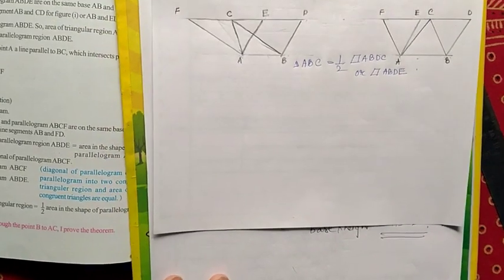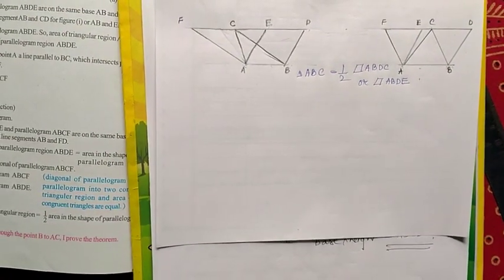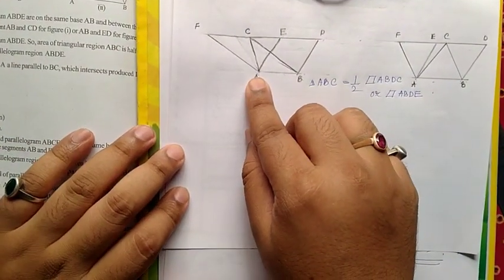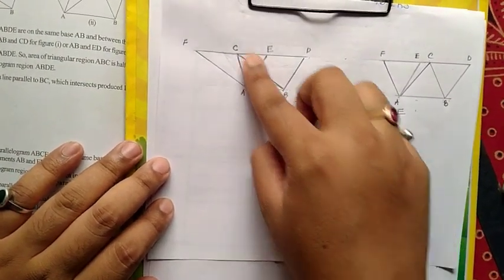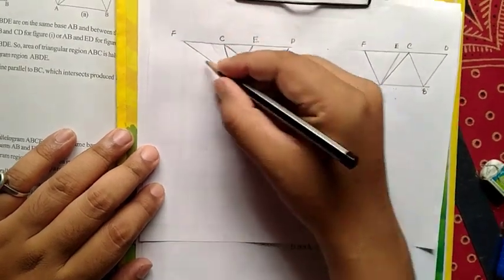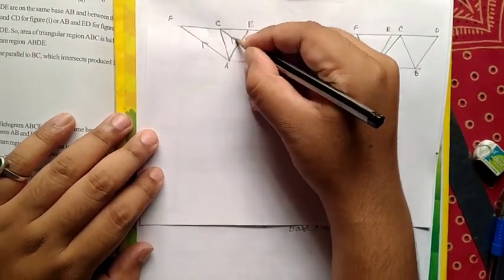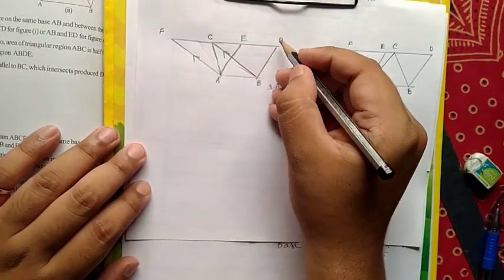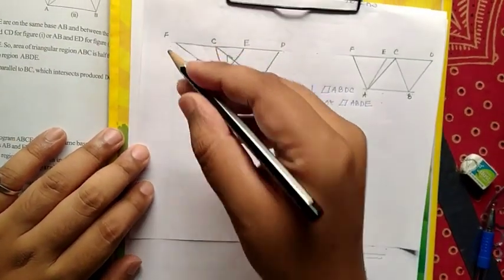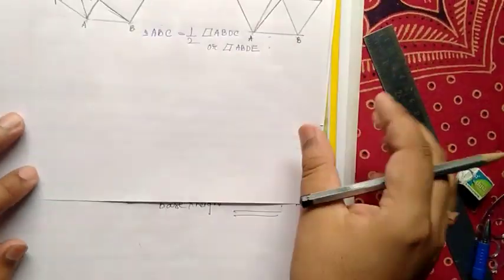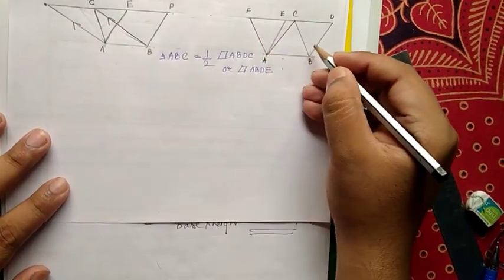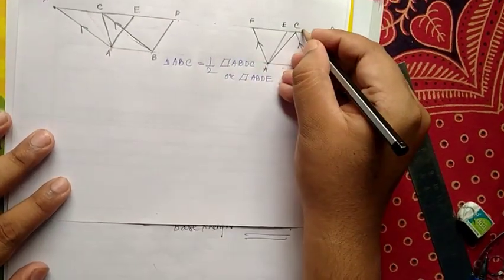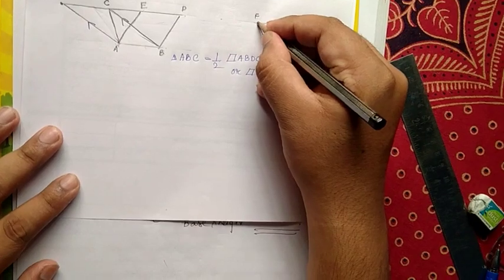Now we have to construct something. Here we have to construct through the point A a parallel line of BC. We have to draw these parallel lines through point A, parallel to BC, and if CD is extended, it cuts it at F. Here also the same, from the point A we draw a parallel of BC and ED extended cuts it at the point F.